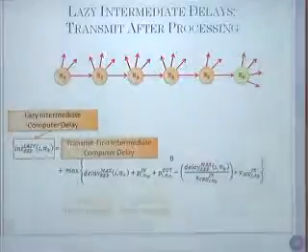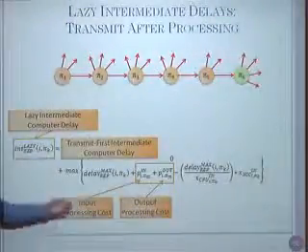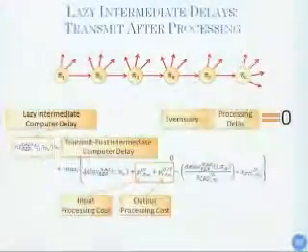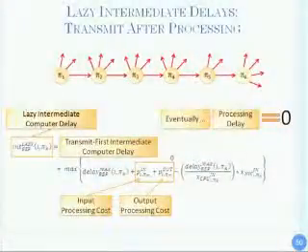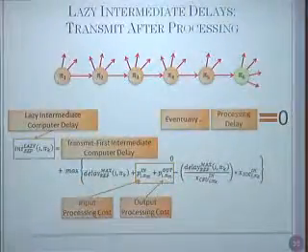Oh, so this is the case in the lazy policy when transmission happens after processing. So obviously it's going to be at least the transmit first intermediate delay, but it's also going to include the processing costs, in this case the costs of processing the input and the output. Now eventually the processing delay I was talking about is going to go down to 0, and therefore these two terms that are left in this equation are going to become 0.